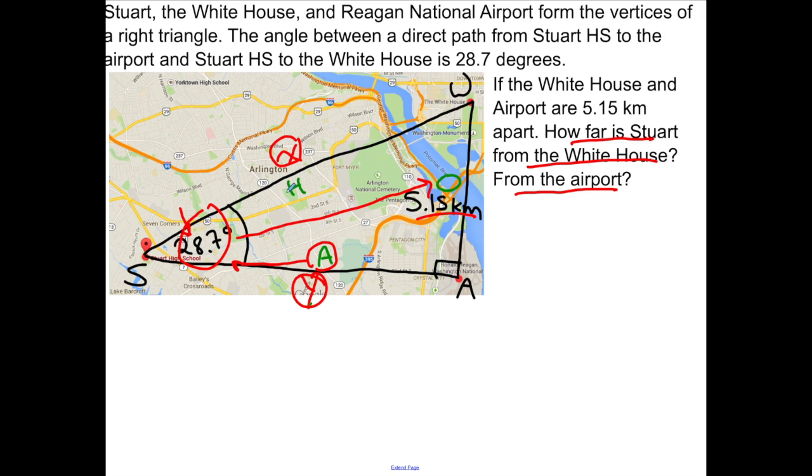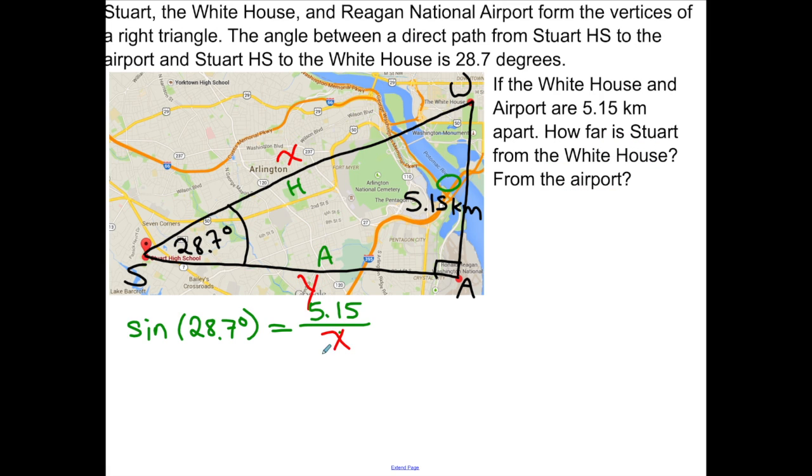So X is the hypotenuse H. And we have the angle 28.7 degrees. We can form this equation here by using O and the angle like that. So we have the angle, so it's sine of the angle because it's opposite, and we're looking for the hypotenuse H right here, which is X. So it's sine of the angle equals the opposite over the hypotenuse.